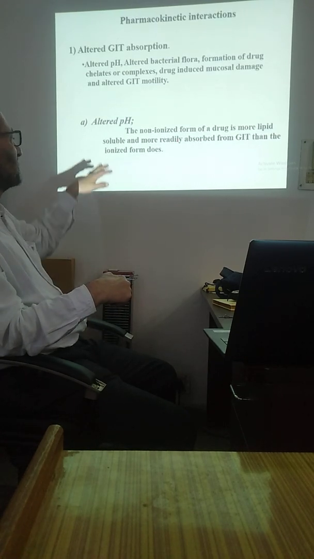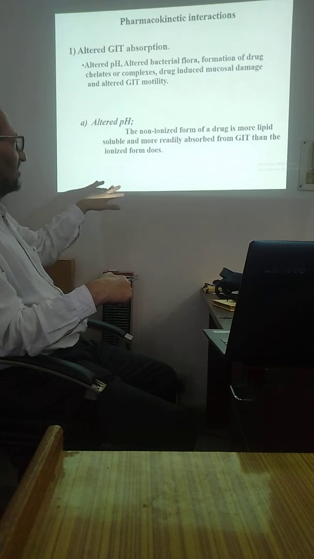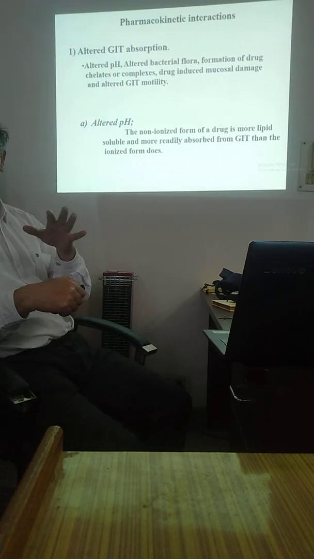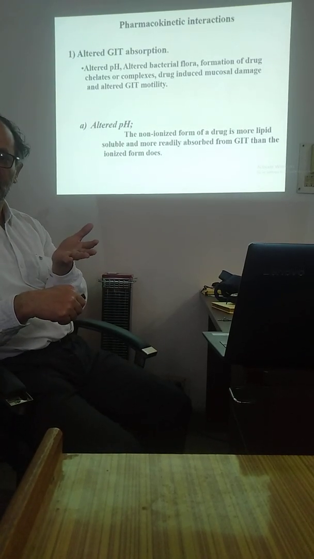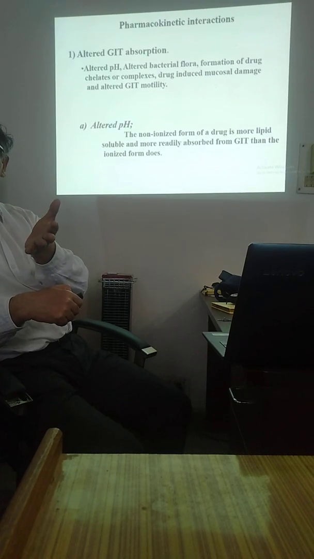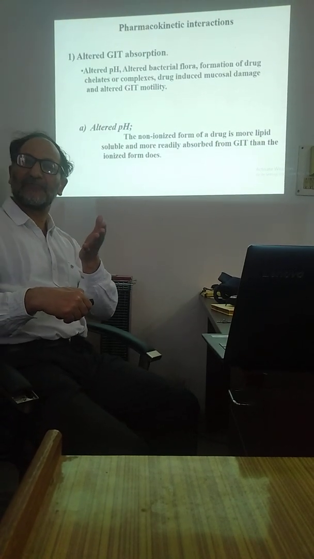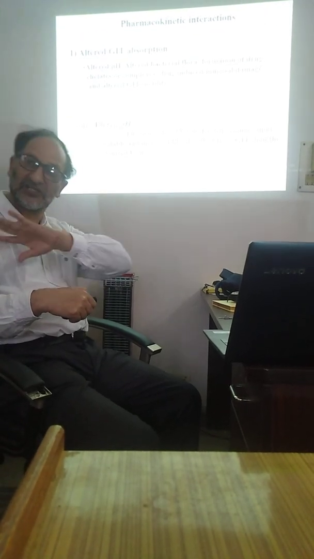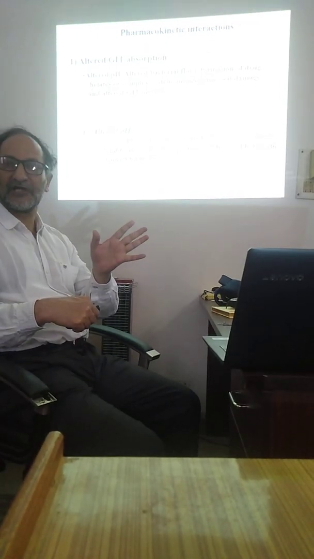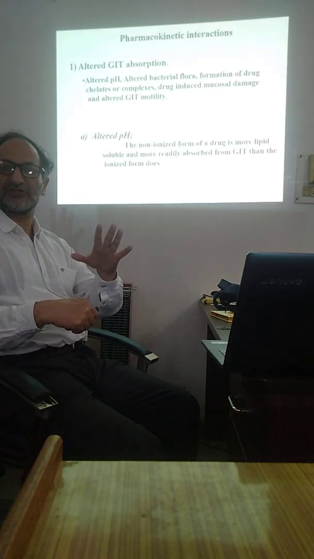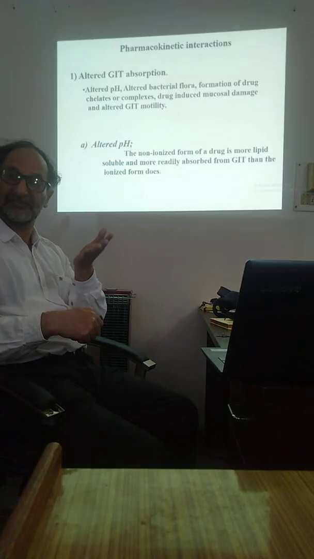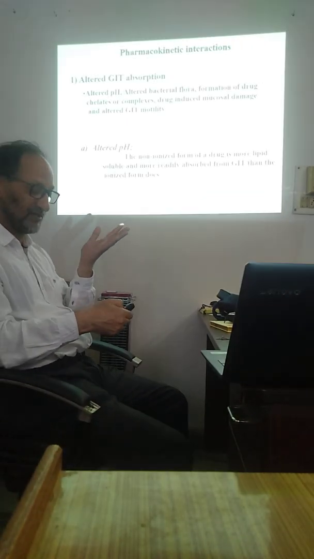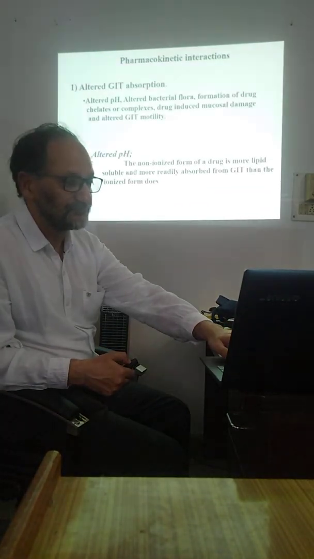So when there is a change in the pH, suppose we give an antacid and then we take the drug. Suppose iron is to be absorbed on an empty stomach. But at the same time, if I give the antacid, it changes the environment of the stomach. It changes the pH of the stomach. So the absorption is hindered. So the change of the pH is very important in this scenario.